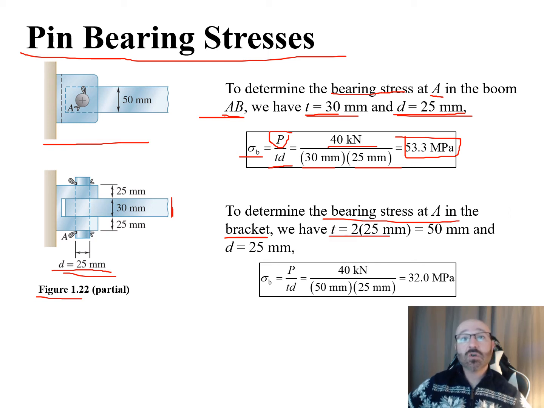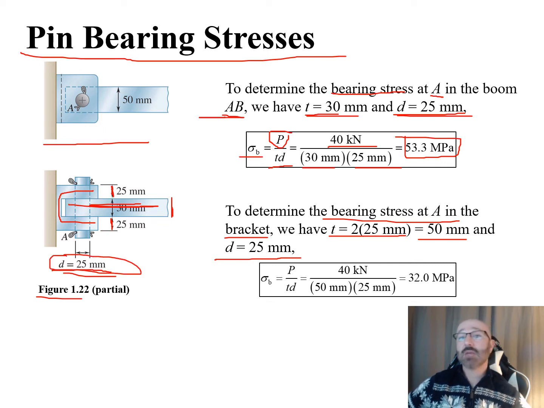Now, if we wanted to determine the bearing stress at A in the bracket, we have this thickness right here. We have 2 of this 25 millimeter thickness, this one there and this one there, because this is our bracket that we now want to determine it in, rather than our member AB for the first part that we did. So t is equal to 2 times 25, or 50 millimeters. And our D is not going to change. Our diameter of our pin is still 25 millimeters.